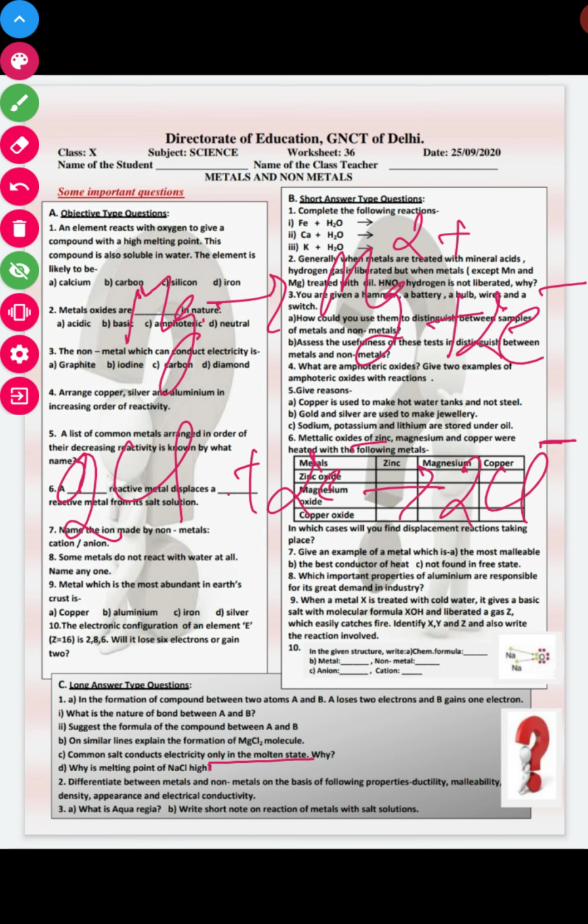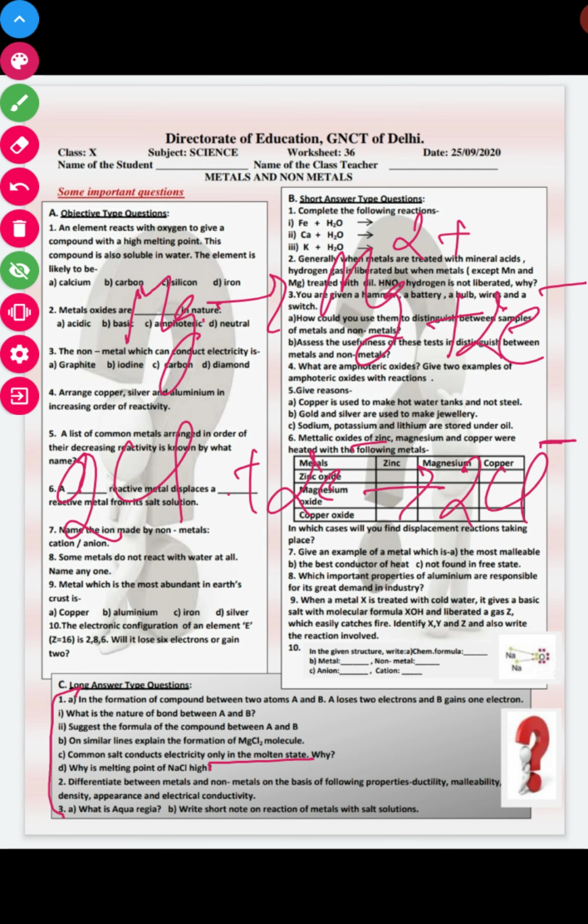Why is the melting point of NaCl high? See, all these questions are from your last worksheet. Due to strong electrostatic interaction between Na plus and Cl minus, more energy is required to break this interaction. Hence, it has a high melting point.